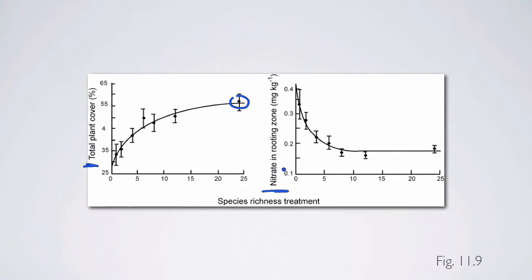In addition, when we take a look at another index of ecosystem functioning, how much nitrate is present in the rooting zone, we can see that the addition of species leads to lower and lower nitrate concentrations. So having more species is going to better utilize the nitrogen supply and leave less of the nitrogen available in the soil. And that might be a cause of this pattern that we see in total plant cover, or simply a consequence of having more species that are present. Either way, we see a similar type of relationship where the addition of additional species still leads to increases in cover and declines in nitrate availability.